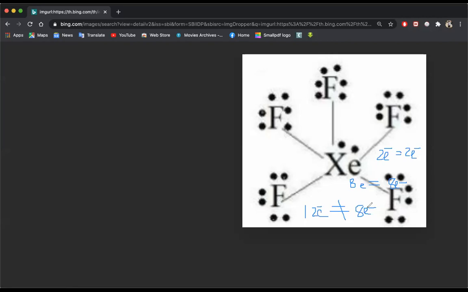So is it making sense? These are exceptions to the octet rule. They are exceptions to the octet rule. Is it making sense?